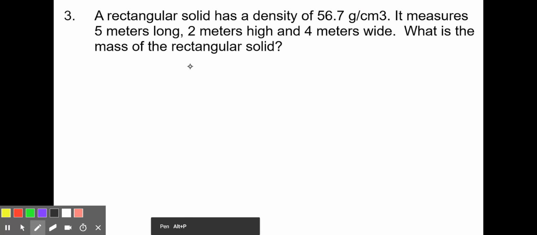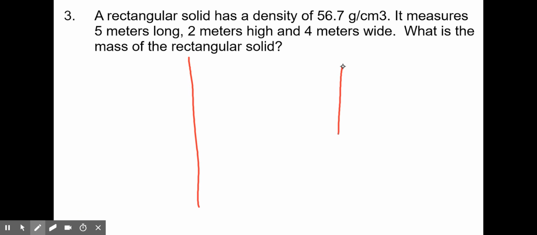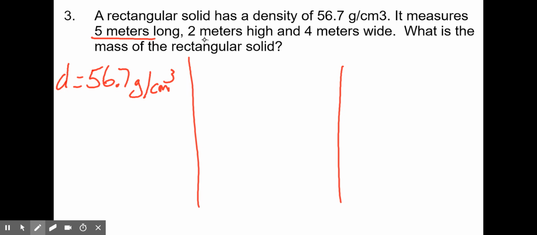Number 3. A rectangular solid has a density of 56.7 grams per cubic centimeter. It measures 5 meters long, 2 meters high, and 4 meters wide. This one's a little tricky, but we can do it. What the heck does that mean? We've got a rectangular solid.